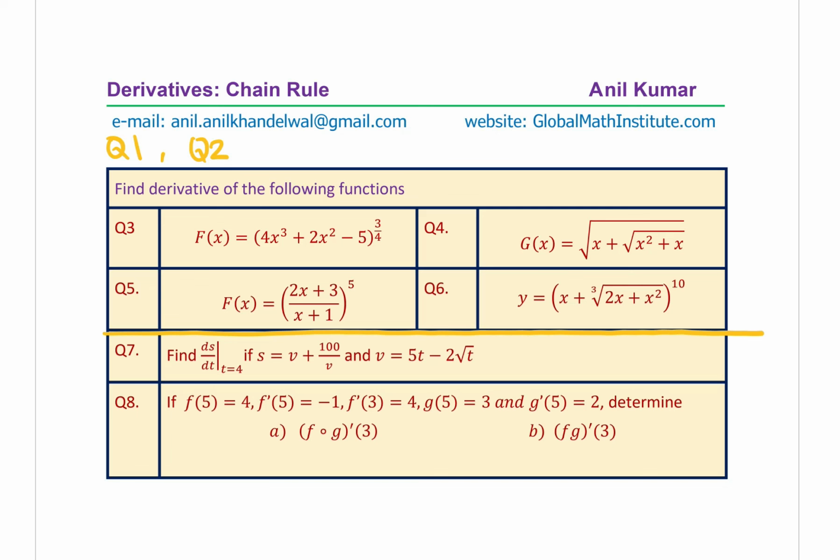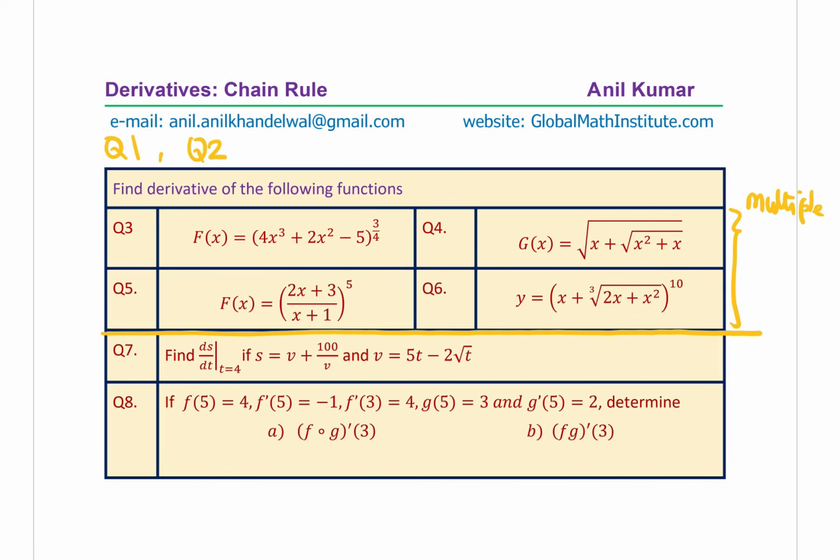The last one here for finding dy/dx is y equals x plus cube root of 2x plus x squared, to the power of 10. So again, multiple times you may have to apply the chain rule, right? So in these examples we see multiple chain rule operations. Correct?